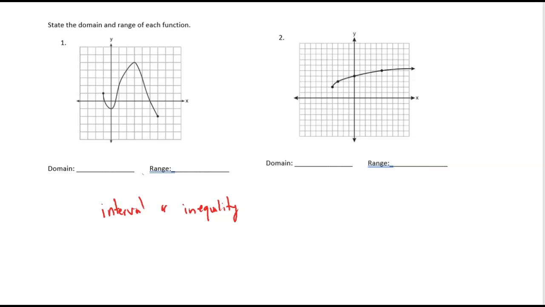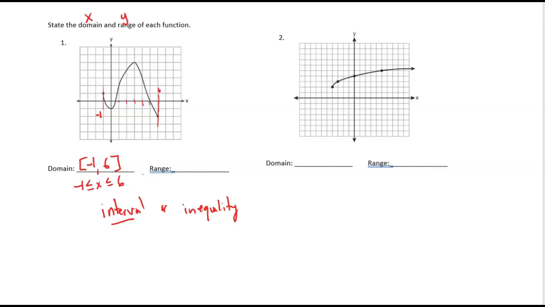For the first one, remember your domain is all your x's and your range is all your y's. I know that my graph really doesn't go past this line, which looks like -1, and then it doesn't go past this line, 1, 2, 3, 4, 5, 6. So that means my domain is from -1 to 6, right? This is interval notation. For inequality notation, we would use inequalities and put x in the middle, -1 and 6 on the outside.